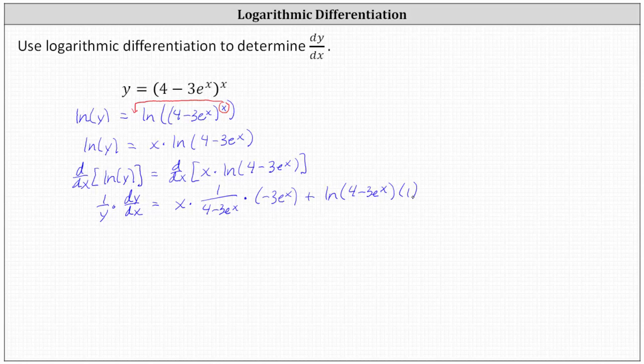Let's go ahead and clean up this right side. We have 1 divided by y times dy/dx equals, let's write this first product as negative 3x e^x divided by the quantity 4 minus 3e^x. And we still have plus natural log of the quantity 4 minus 3e^x. And now to solve for dy/dx, we multiply both sides by y.